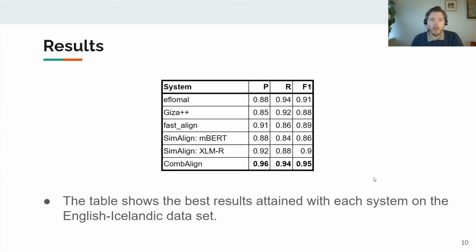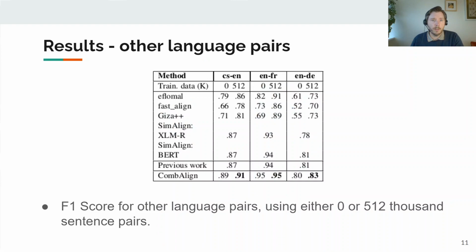For the other 3 language pairs, we used the same hyperparameters we trained for Icelandic, but used a different number of sentence pairs for training. This results in scores outperforming previous aligners, as it did for the English-Icelandic language pair. The difference is maybe not so big everywhere, but it's slightly higher at least.